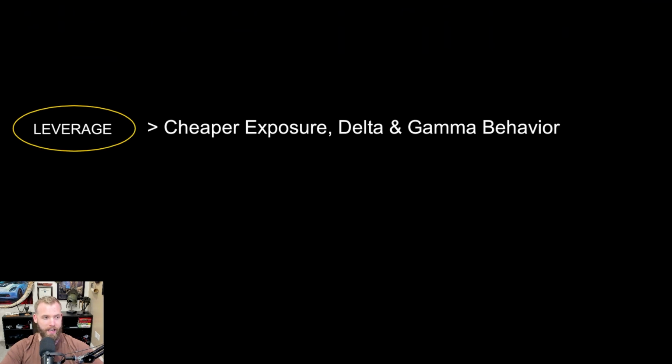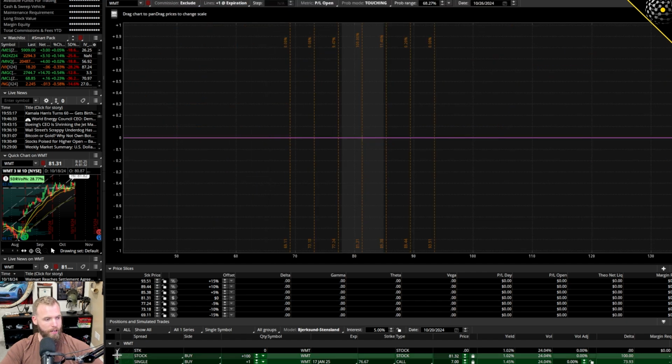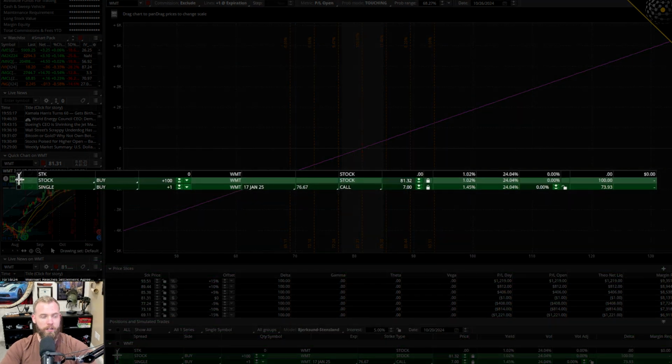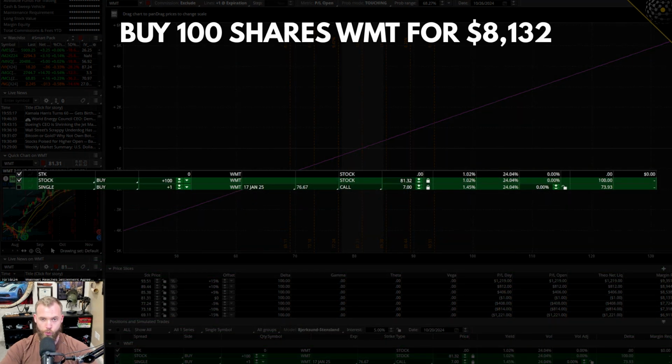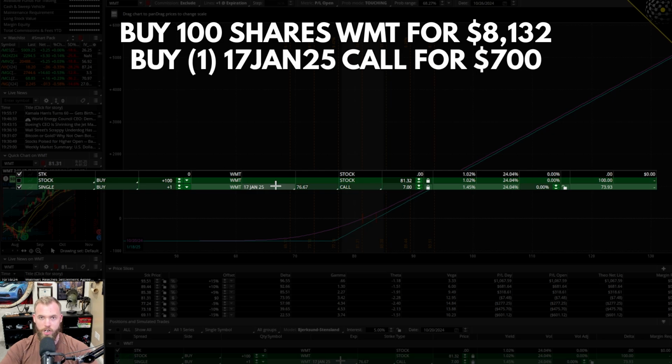Options provide leverage. So you gain cheaper exposure to things, and it's a way to amplify your returns. So let's look at an example here. If we go to the risk profile and we take a look, and again, we want to be long Walmart in this scenario. If we buy 100 shares of Walmart, you control 100 shares, and you're going to pay $8,132. However, you can buy this call that's in 17 Jan 2025.